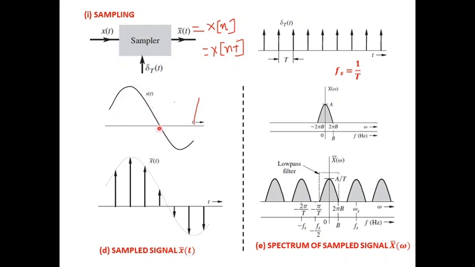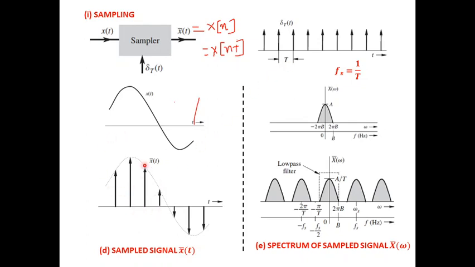This input sine signal x of t gets multiplied with this discrete time signal to obtain x cap of t. A careful observation of the multiplication will give a resultant signal x cap of t, where the actual signal x of t is sampled by samples which are placed at an interval given by this sampling interval T.